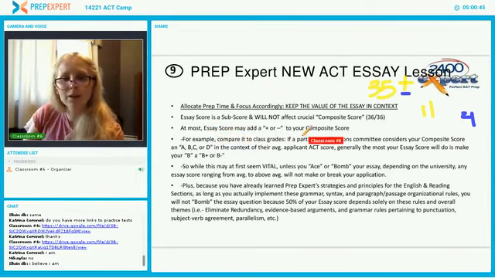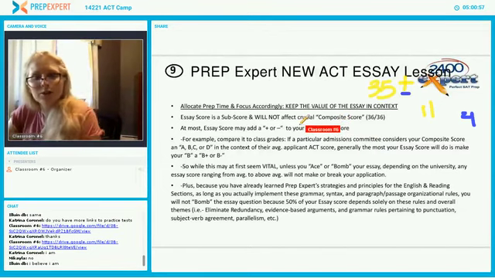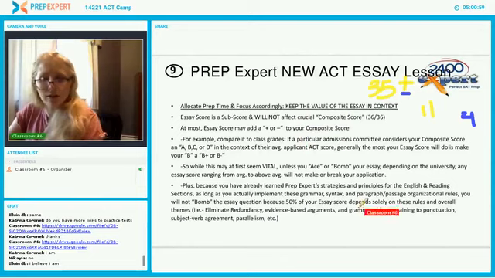So, for example, compare it to class grades. If a particular admissions committee considers your composite score an A, B, C, or D in the context of their average applicant, generally the most your essay score will do is make your B a B plus or a B minus. All right. So it's not completely vital, but it is required by many schools.